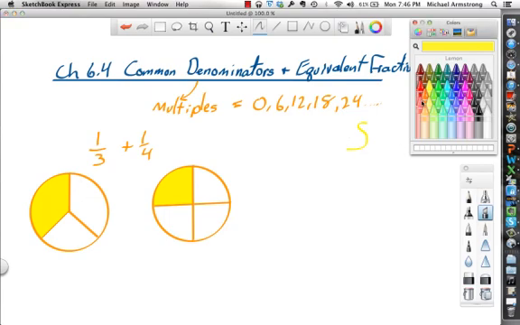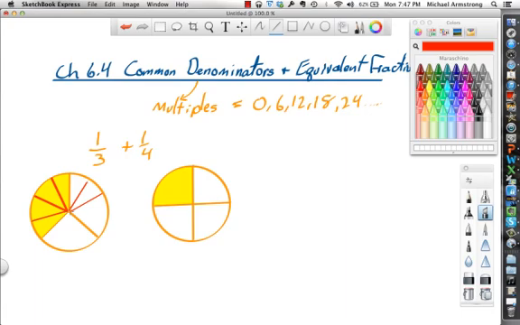Oh, wait, that doesn't work. I want a better color. Okay, so now we need a common denominator. The 1/3 is a different size than the 1/4. So they want you to imagine that you cut each of these pieces into fourths and each of these pieces into thirds. If we cut these pieces into fourths, I'm going to start by cutting this third in half and then cutting each half in half again. This gives us 4 slices: 1, 2, 3, 4.